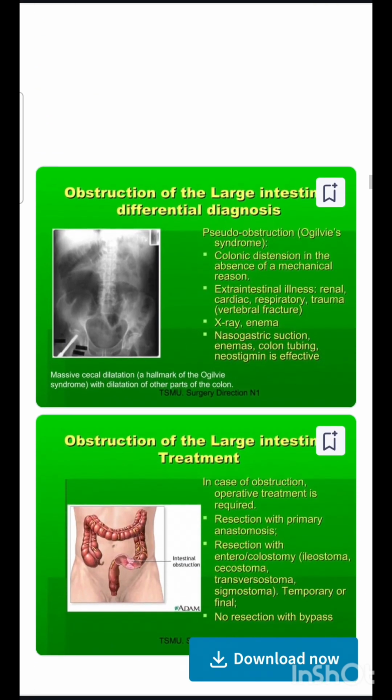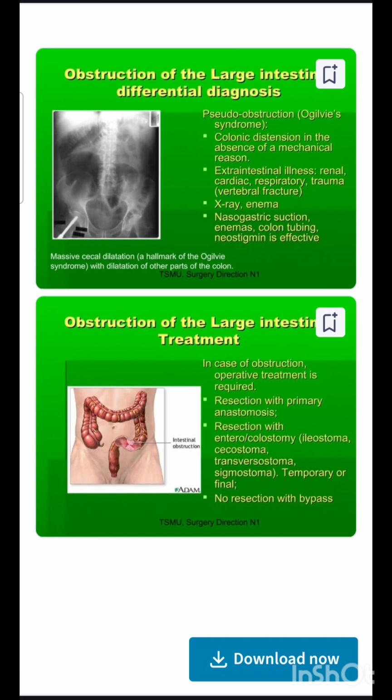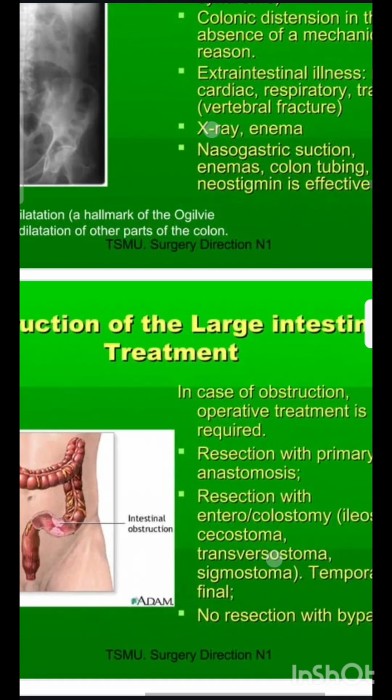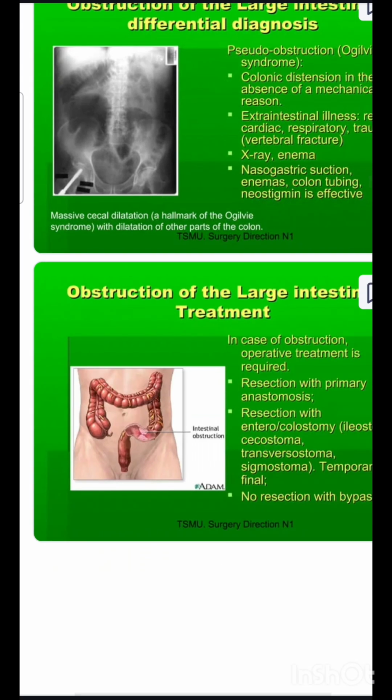Then obstruction of the large intestine differential diagnosis: it can be a pseudo-obstruction, which is Ogilvie's syndrome, where colon distension is present in the absence of a mechanical reason. Extra-intestinal illness: renal, cardiac, respiratory, trauma, vertebral fracture. X-ray, enema and nasogastric tube suction, colon tubing and neostigmine are effective. Massive cecal dilatation is a hallmark of Ogilvie syndrome, with dilatation of other parts of the colon.